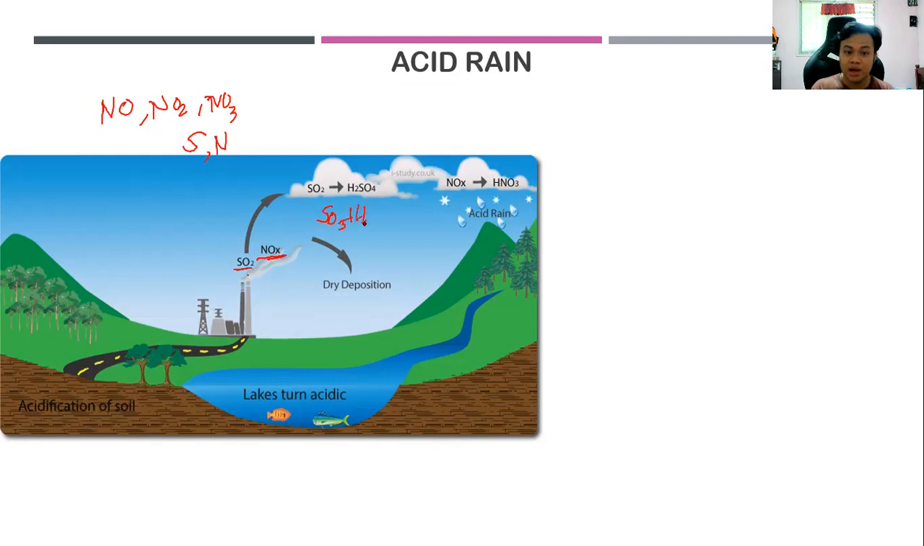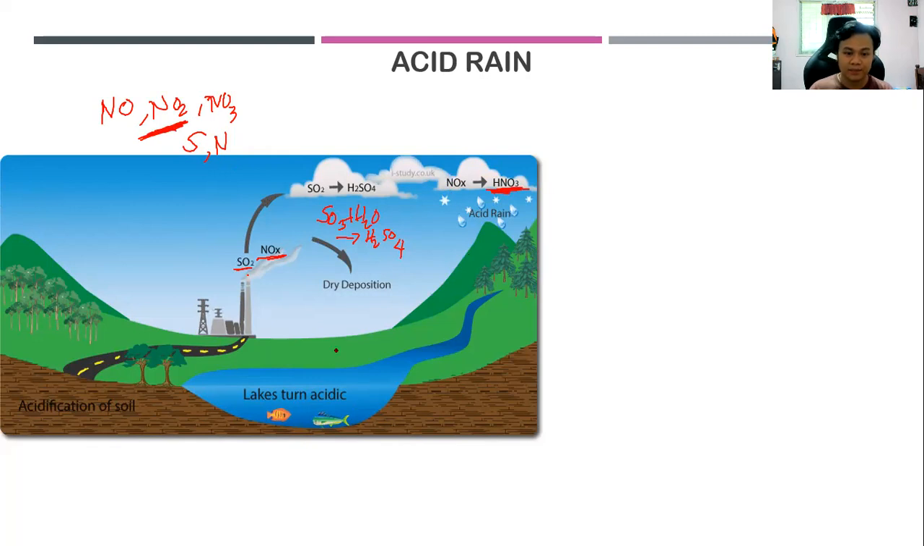If you add water, it becomes H2SO4, sulfuric acid. And then also the NOx here, it becomes NO2, and it will combine with water. So the result is nitric acid. When it precipitates, acid rain is also the result.